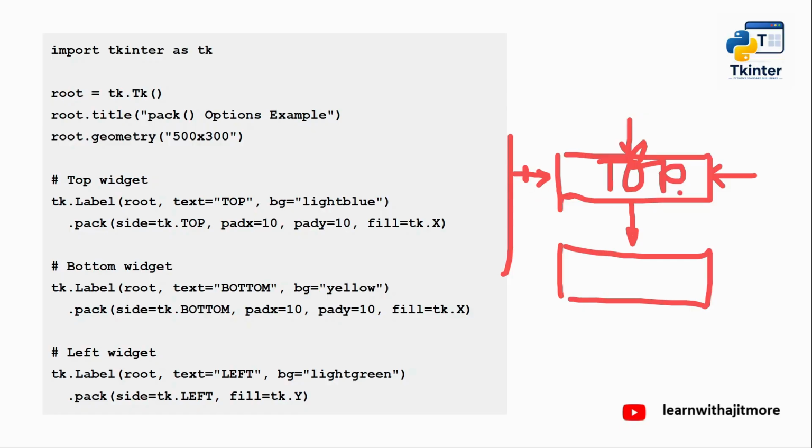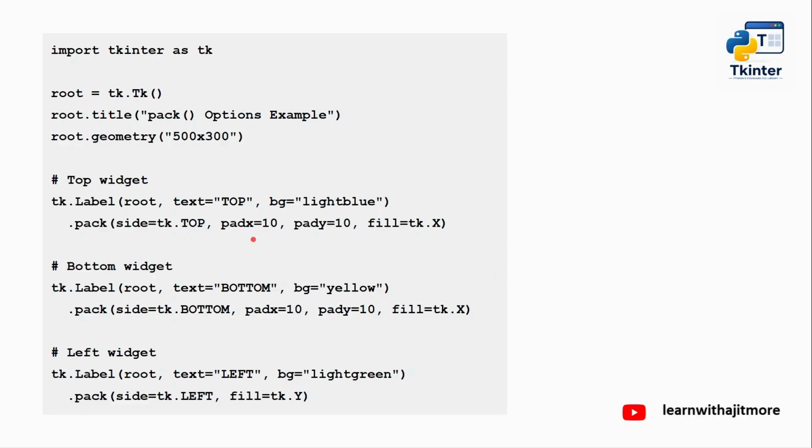So on the X side, there will be 10 pixels and the vertical spacing will be 10 pixels. Okay, so this part is clear. I hope this first part is clear.